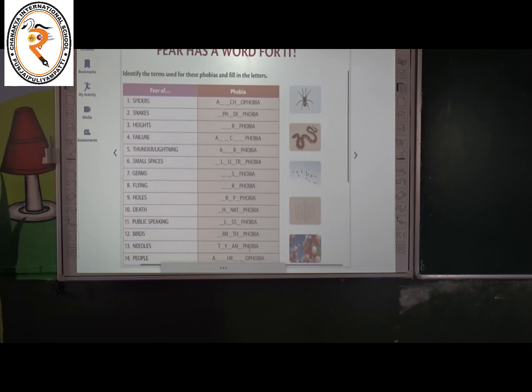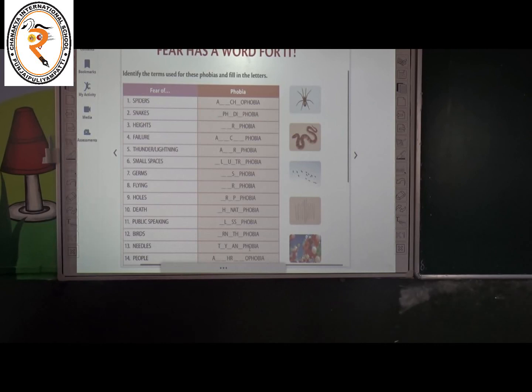fear has a word for it. Fear has a word for it. Here we have to identify the terms used for these phobias and fill in the letters. Okay. See the first one. Fear of spiders. If you are having fear about spiders, the name of that is called arachnophobia. So in the fillers it comes R-A-N, arachnophobia. And second one, fear of snakes.